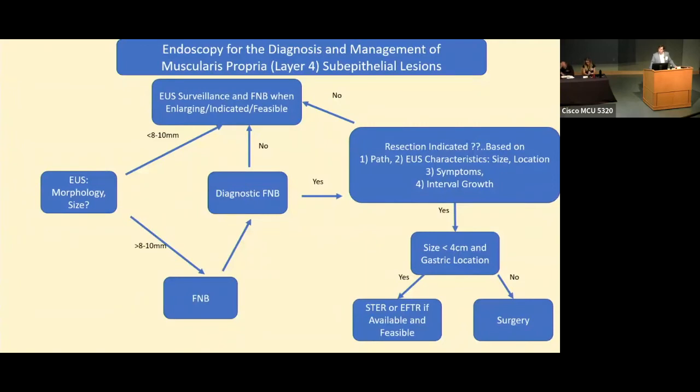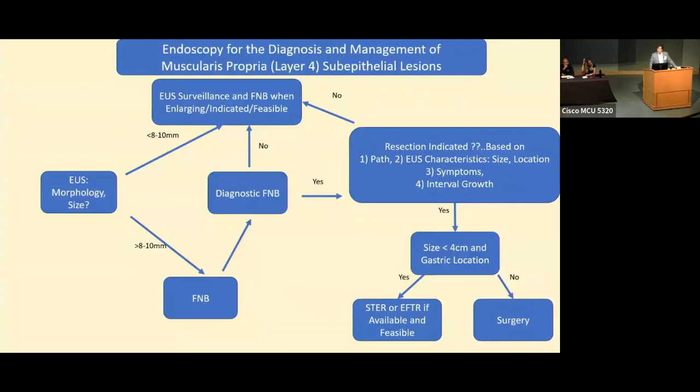And again, there are a lot of layers, things that go into your decision making, surveillance versus resection. If you have a small lesion that's a layer 4 lesion, the endoscopic burden may not be high if these patients are coming back for Barrett surveillance or they have multiple polyps on colonoscopy, and you can embed that endoscopic ultrasound with their other surveillance endoscopic studies.